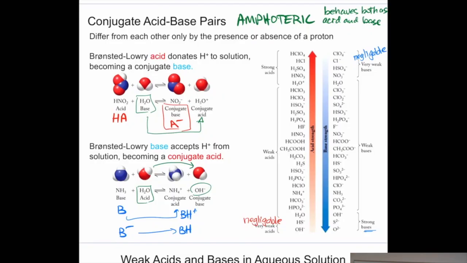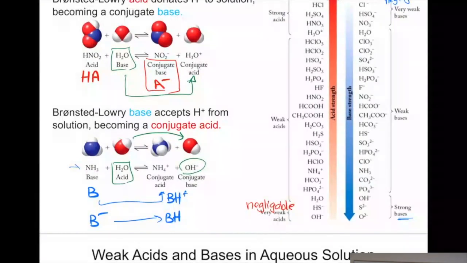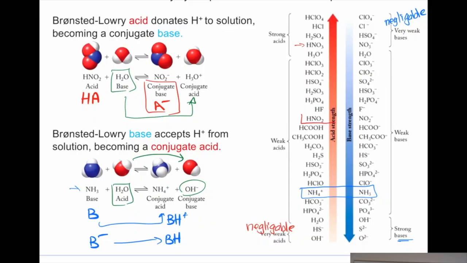Now, what do I mean by negligible? But first, let me just emphasize the pairing here. These are all conjugate pairings. So, for example, NH3, here's ammonia, and the conjugate acid of ammonia is the ammonium polyatomic ion. So if you look for that here on the table, here they are. They are a conjugate pair. If we look at nitrous acid, they're listed as their conjugate pairs.